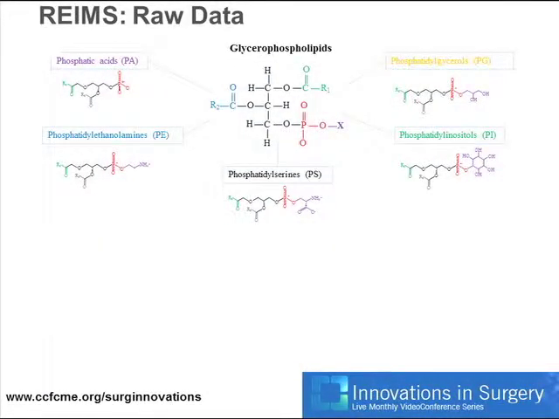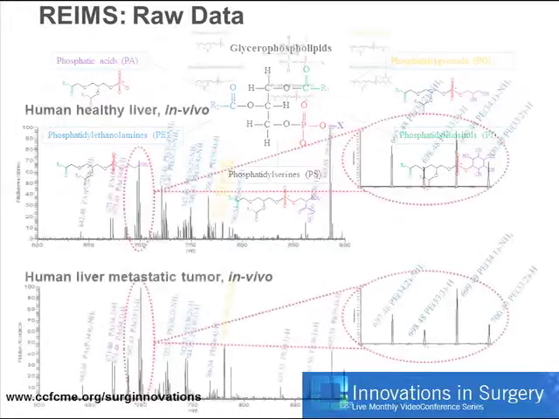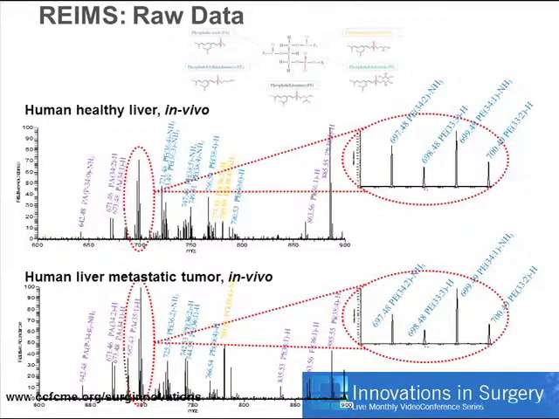If we look at the spectral data in a little bit more detail, next slide, what you can see is what we're actually measuring. What we're actually measuring is phospholipid. Those are two raw spectra that have come out of a patient. You can see a healthy liver specimen there and a metastatic liver specimen, and you can see the changes in the raw spectral data.